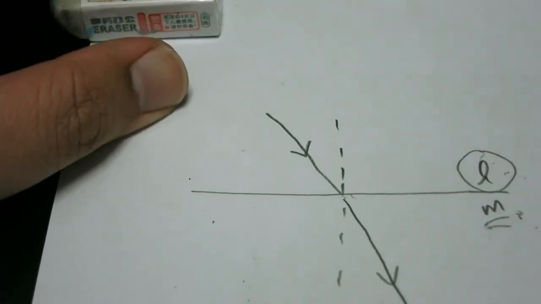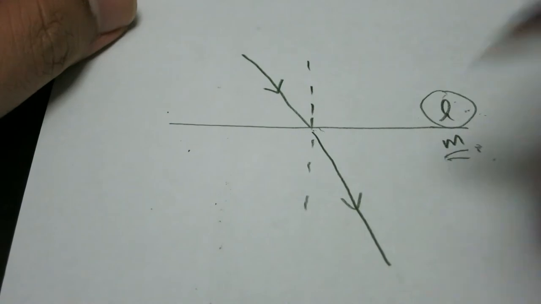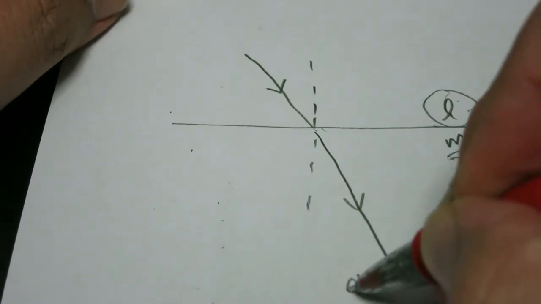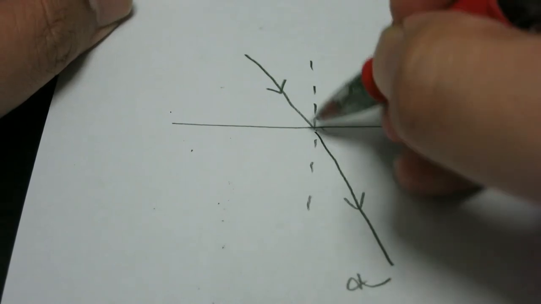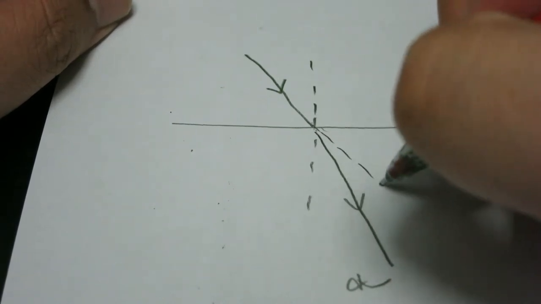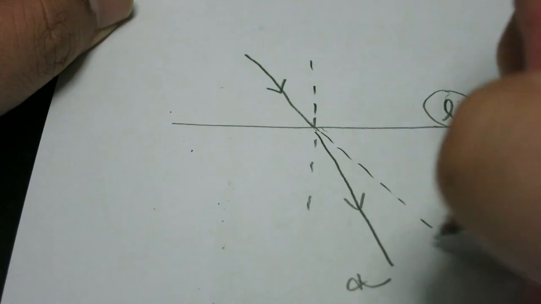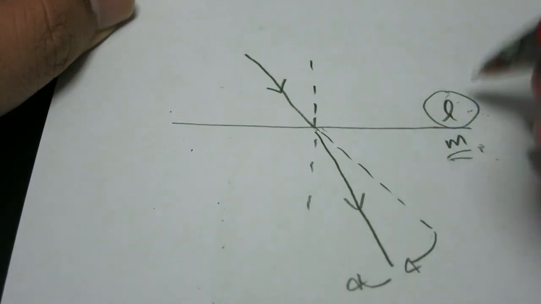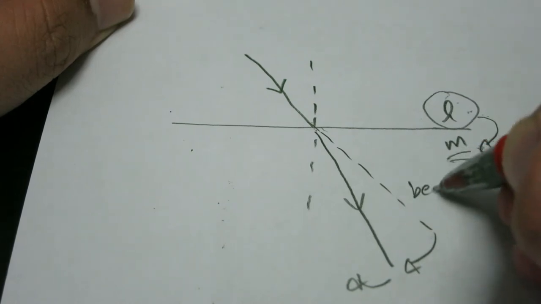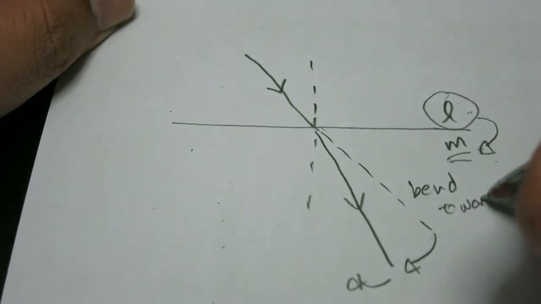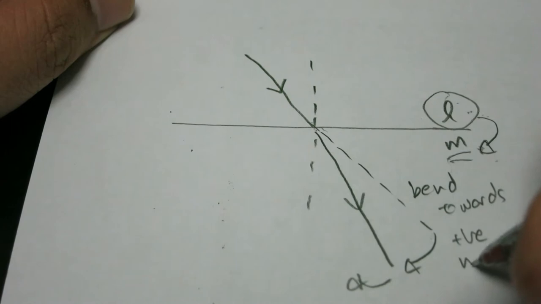Alright, so how do we describe this bending? I know you want to say naturally it's turn left or right, or clockwise or anti-clockwise. But definitively we say, if this was the original path of the light ray, whenever it goes from a less optically dense to a more optically dense medium, it will bend towards the normal. That's what we call it.